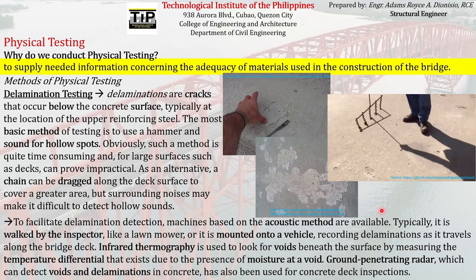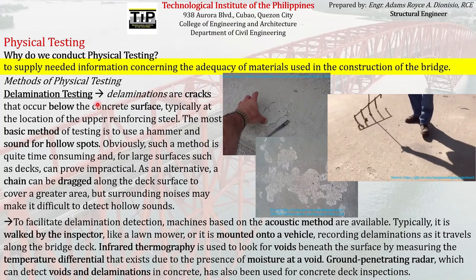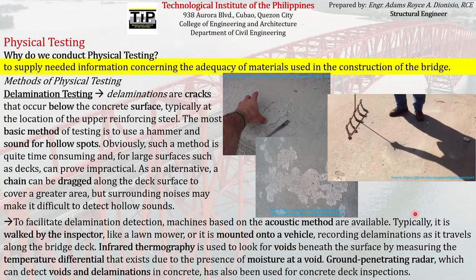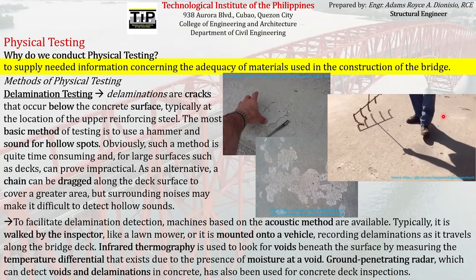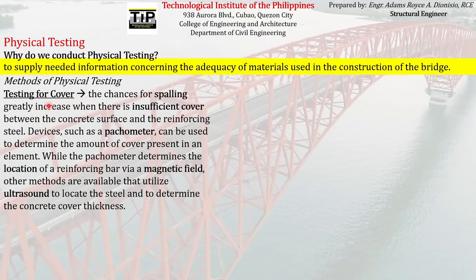Therefore, it needs immediate action or attention and immediate detection, and we can conduct delamination testing to immediately detect the locations of delaminations. So another physical testing method that we usually conduct is the testing for cover. So why do we need to test for cover? It's because the chances for spalling greatly increase when there is insufficient cover between the concrete surface and the reinforcing steel.